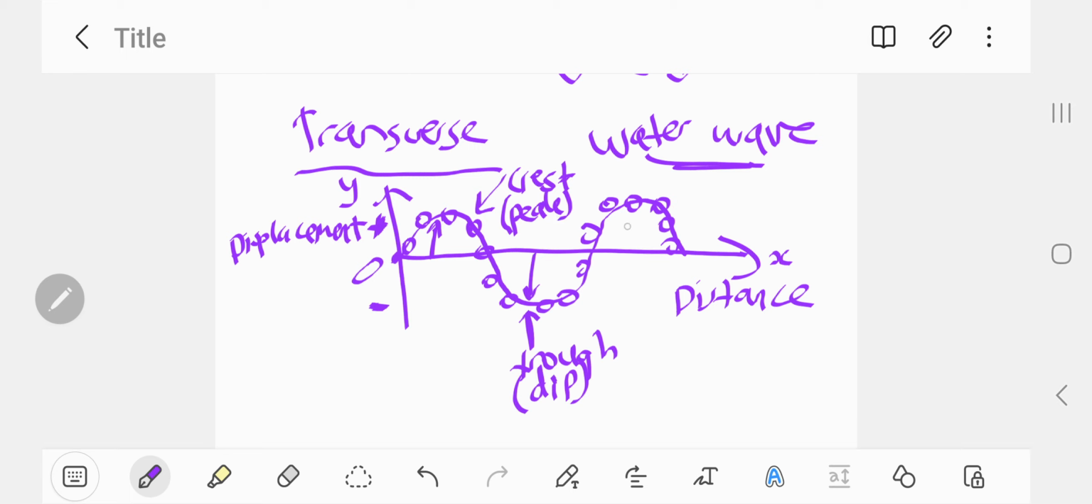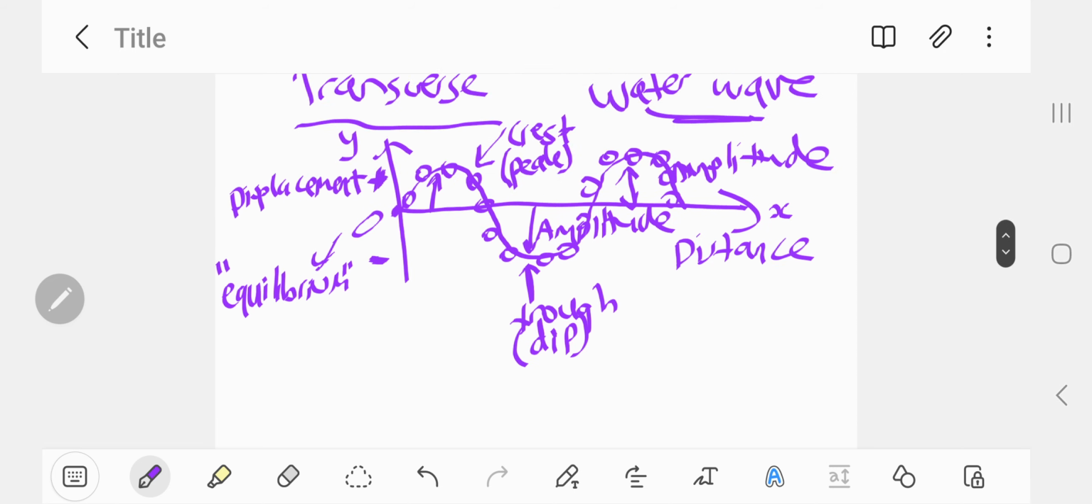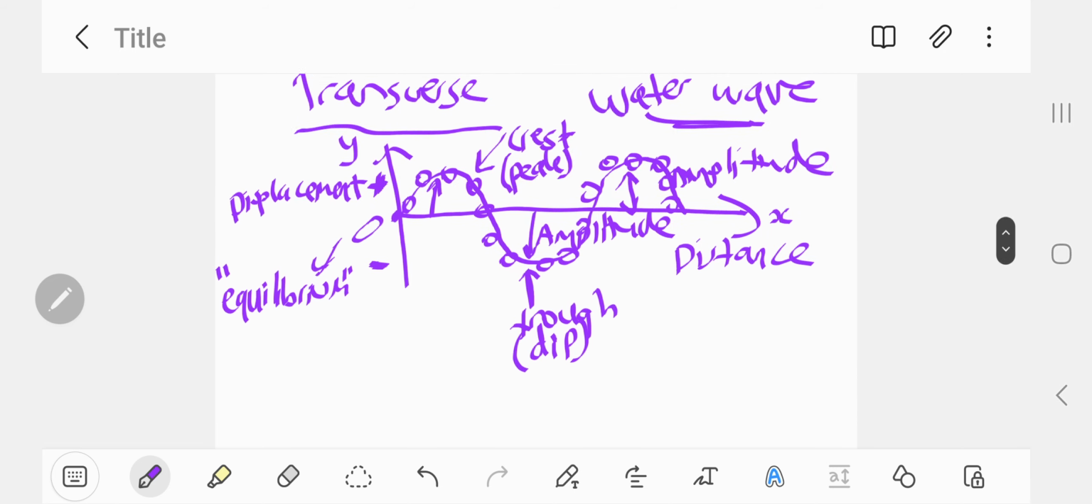Now, the origin is also known as the equilibrium position. Equilibrium means there's no motion, no movement. The distance between equilibrium and the highest point on the wave, that's called the amplitude. Similarly, the distance from equilibrium to the lowest point of the wave is the amplitude as well. And that's a transverse wave in a nutshell.